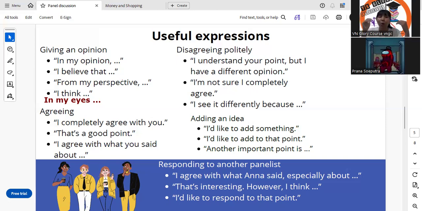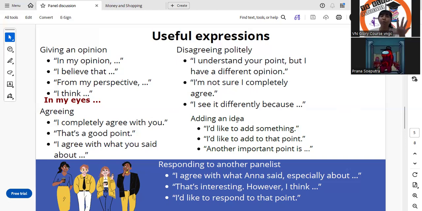Or you also can say, I'm not sure. I completely agree. Or I see it differently because blah, blah, blah, blah. Yeah, you can use these expressions to disagree politely.